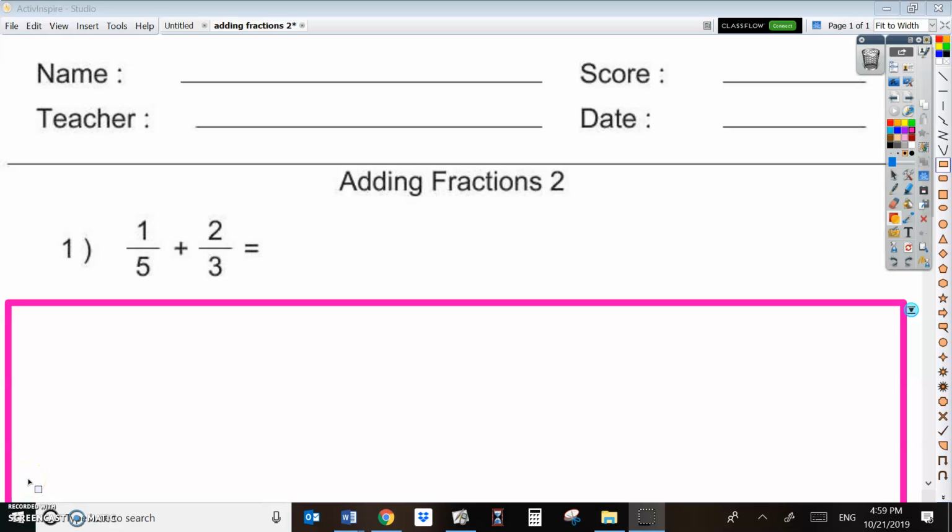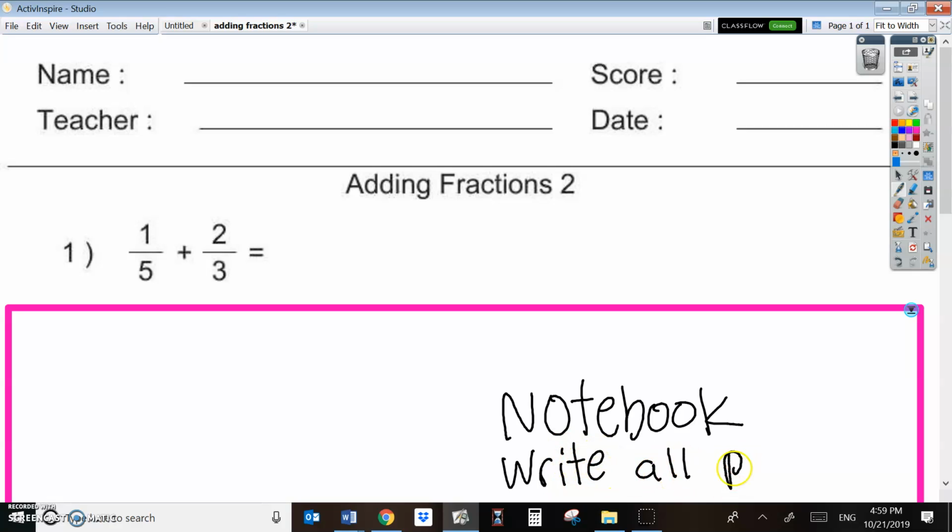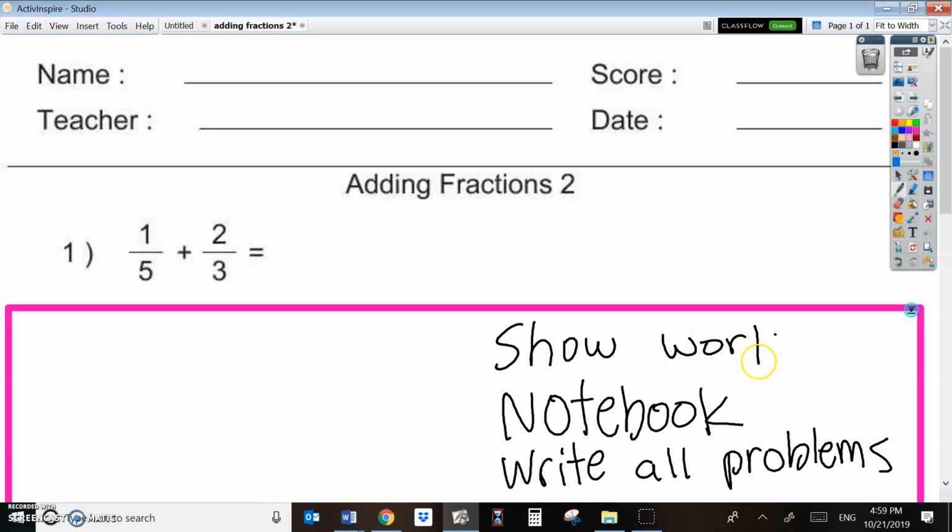Hello everybody. To do this assignment, you'll need your notebook. You'll need to write down all the problems. You will need to show your work. And you'll need to work quickly.